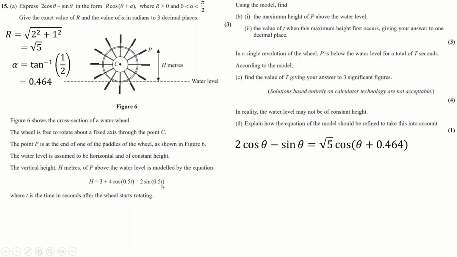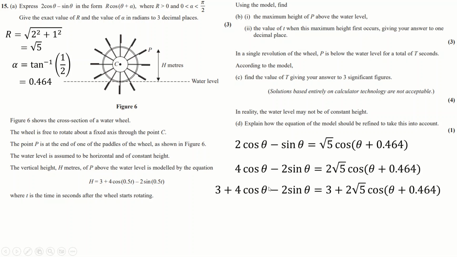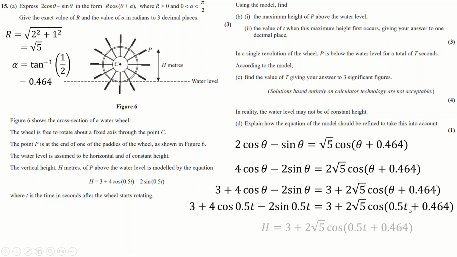So let's double everything to make the 2 and the 4 match. Let's add a 3, and let's replace theta with 0.5t everywhere. And so now h equals this thing here, which is much easier to work with than this thing here. And now we can answer this question. The maximum height, well, look at this here.